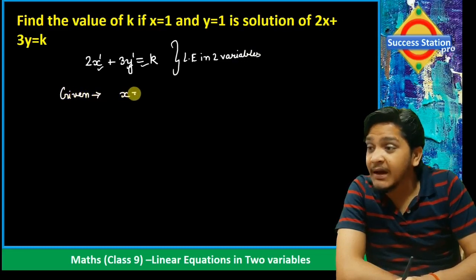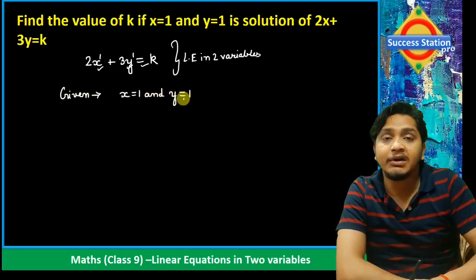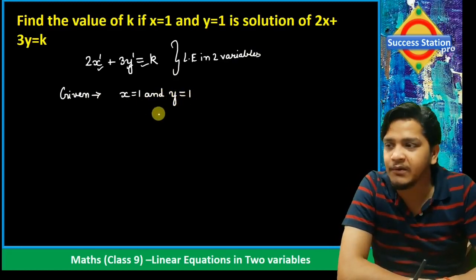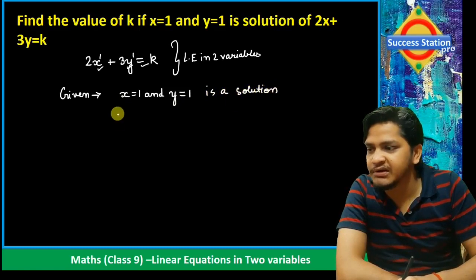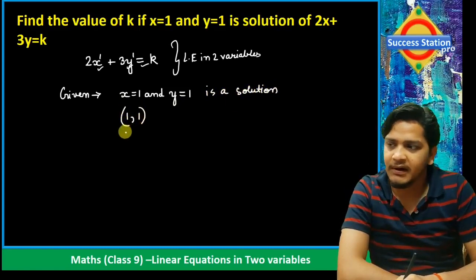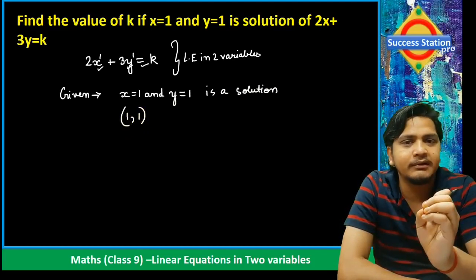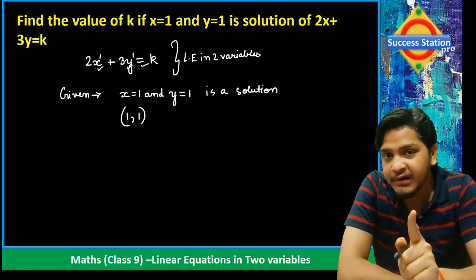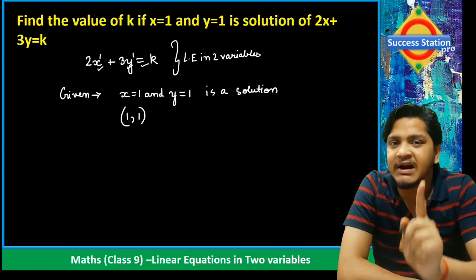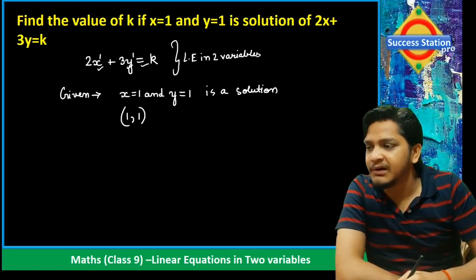Okay. Now it is given x equal to 1, and alone x cannot be a solution of a linear equation in two variables. So x equal to 1 and y equal to 1 is a solution. So this means the solution is 1, 1, right? So what does the solution mean? Solution means if you put in place of x the value of 1 and in place of y the value of 1, the left hand side should be equal to right hand side. They both should be satisfied. That's what. So let's see.